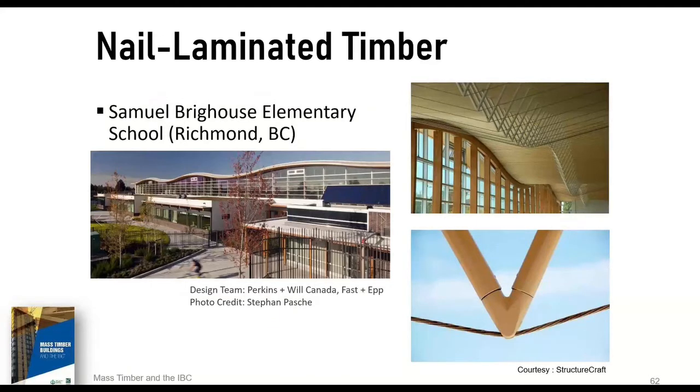Another project that used those king posts was completed in October of 2011. It's the Samuel Brighouse Elementary School, School District number 38, in Richmond, British Columbia, Canada. It's a 2-story elementary school. It's 50,000 square feet of glulam posts and beam structure.